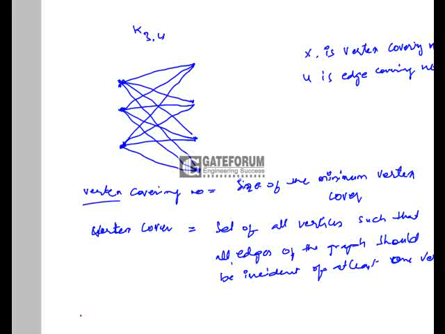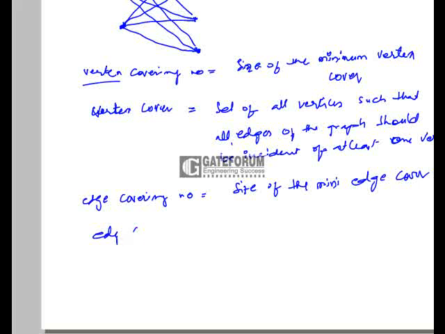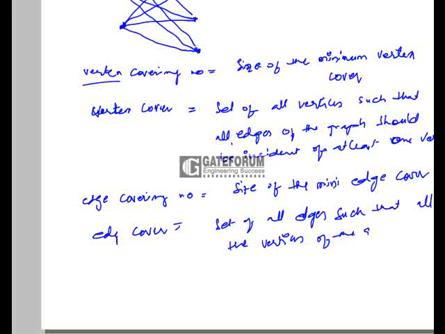Now let us find the edge covering number. Edge covering number is nothing but the size of the minimum edge cover, whereas an edge cover is nothing but a set of edges such that all the vertices of the graph are incident on at least one of the edges in that set.